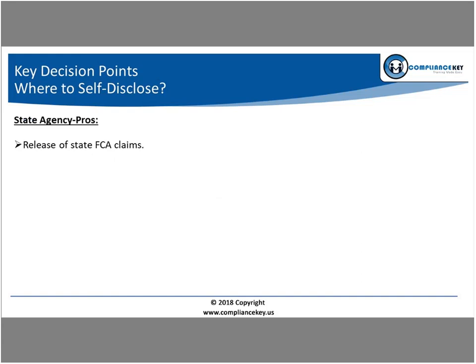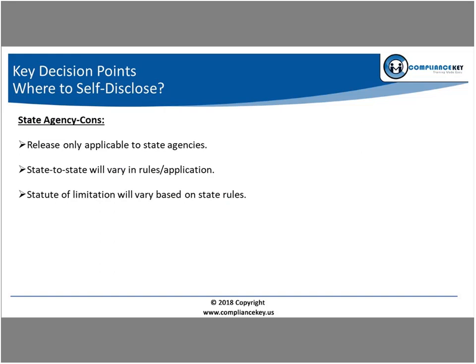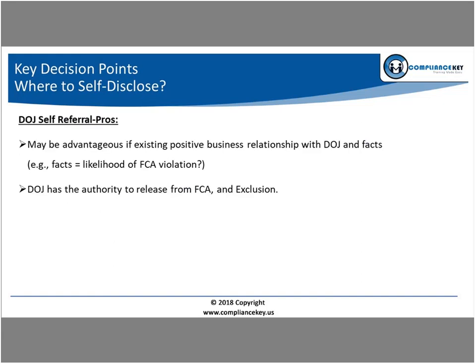If you have something that just involves state agencies such as Medicaid claims, on the pro side, you can get released from the state False Claims Act claims, but on the con side, it's only applicable to state agencies, and every state's going to vary in their rules and applications, as well as statutes of limitations, which can vary depending upon your state rules. So that's something to keep in mind when you've got state agency type overpayment issues.